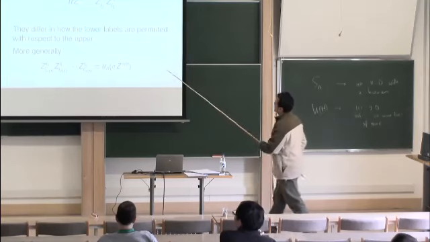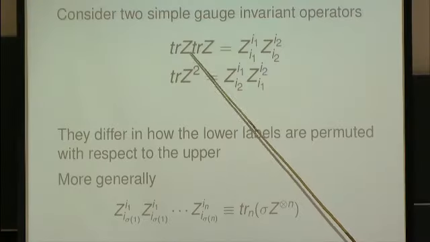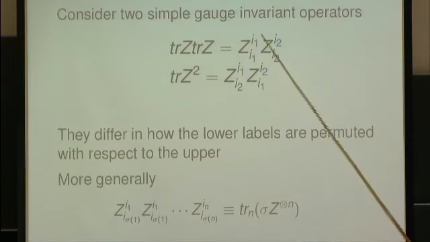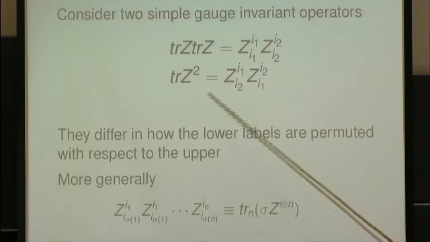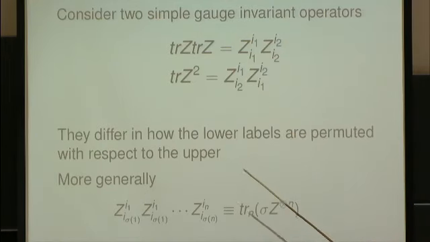Right. So what exactly are these Young diagram operators? Given a Young diagram, how do I give you an operator? Well, we know that operators are essentially traces or multi-traces. So let's just look at this product of traces, which is just a Z contracted, upper and lower contracted, upper and lower contracted. Trace Z squared is this contracted with that contracted with that.